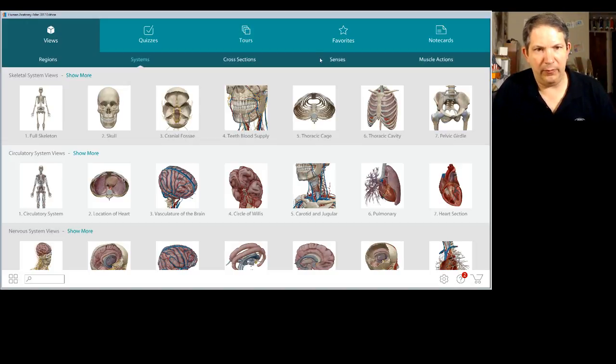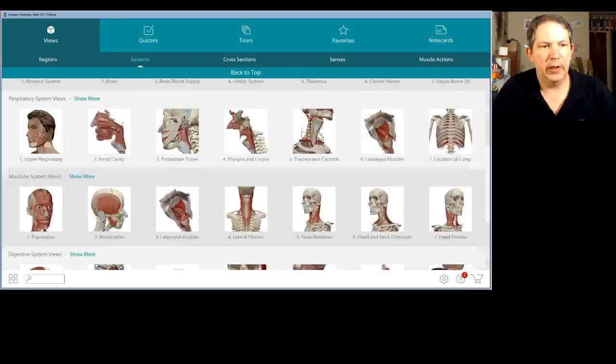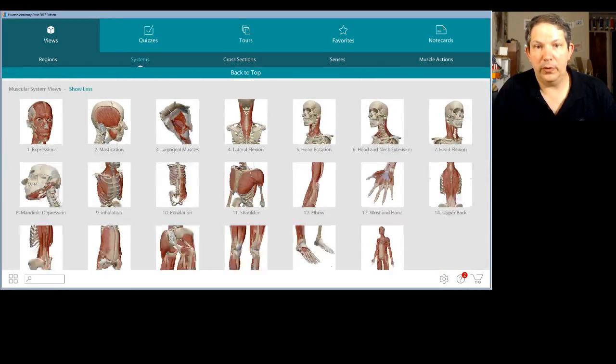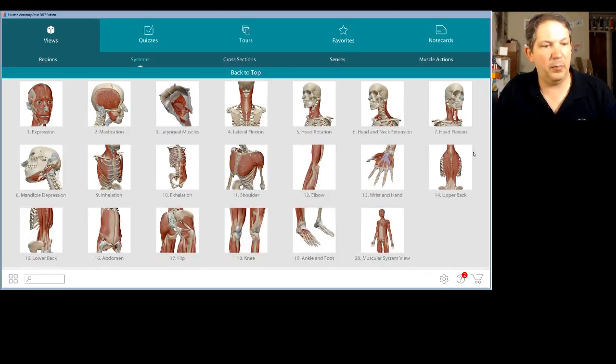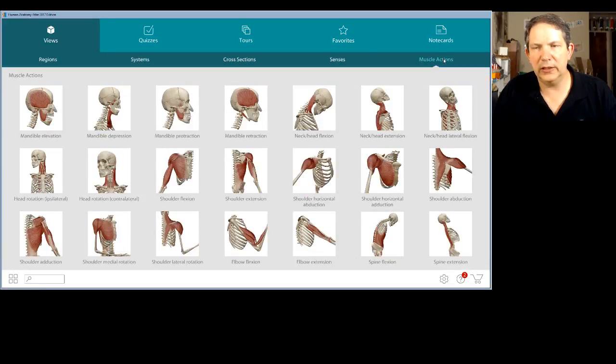I did want to point out, however, that here we're in the systems view, and when we go to muscular system, it's organized based on muscles of expression, muscles of mastication, your chewing muscles, laryngeal muscles, lateral neck flexion, head rotation, head and neck extension, head flexion, mandible depression, inhalation, exhalation, shoulder movements, elbow, wrist and hand, upper back, lower back, abdomen, hip, knee, ankle and foot. So it's regional and based on actions.